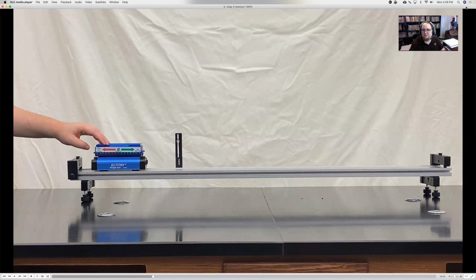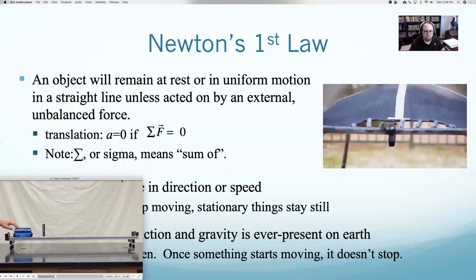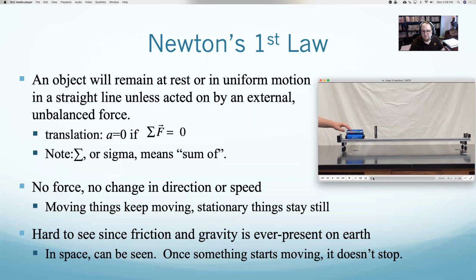So let me make this a little smaller. Put it over my dinosaur. So this cart has an accelerometer on it. And when I push on it, the accelerometer reads a lot of force. Can't get to where I was pushing on it because I'm pushing on it.